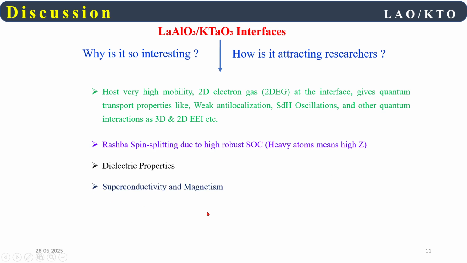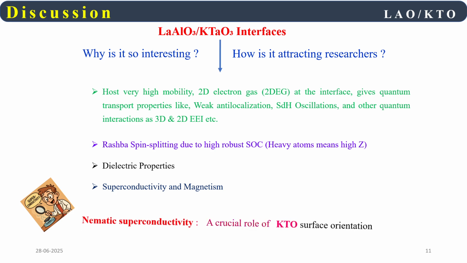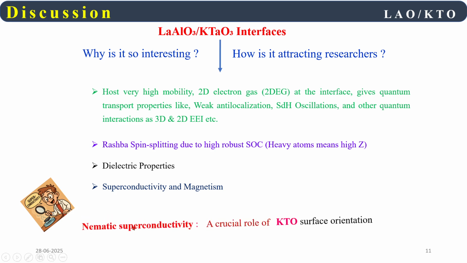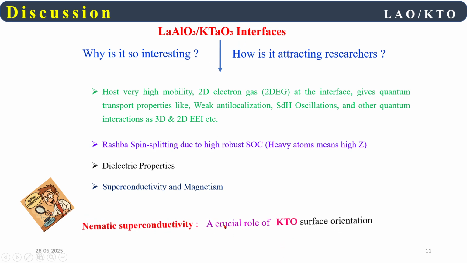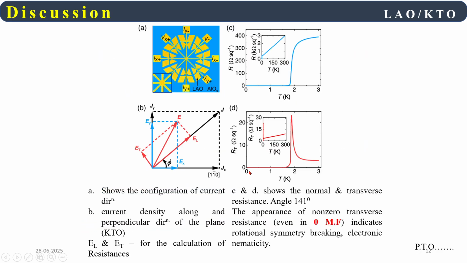And inside of this, the materials are very interesting for the results of superconductivity and magnetism. The authors are interested in these materials because this material shows nematic superconductivity, and in nematic superconductivity there is a crucial role of the KTO surface orientation in the different directions, so the authors are very much interested in the nematic superconductivity in these materials, and they have measured it.